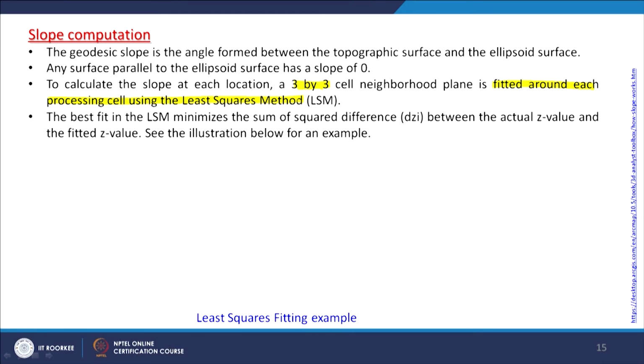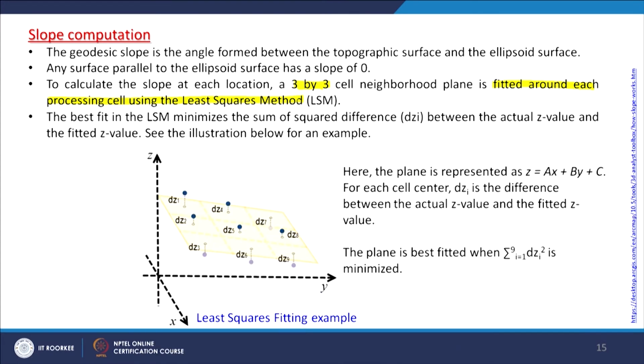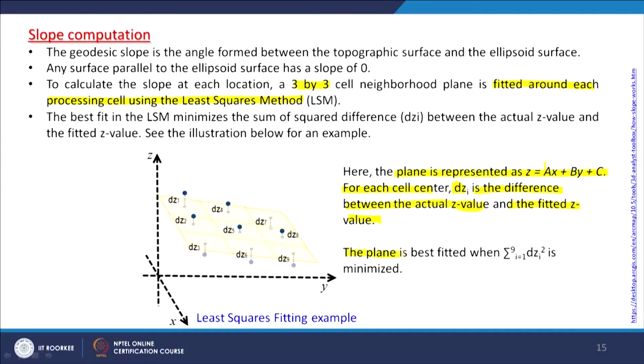The best fit in this LSM minimizes the sum of squared differences, that is dz_i, between the actual z value and the fitted z value. This is what we see here, that the plane is represented with z equal to ax plus by plus c. For each cell, dz is the difference between the actual z value and the fitted z value, because instead of 2D, now we are talking in 3D. So, much care is required, and the best fitted plane is expressed like this, which minimizes the variance.